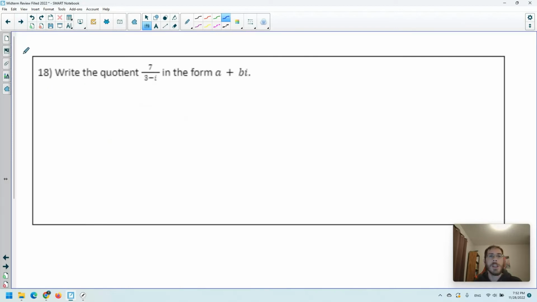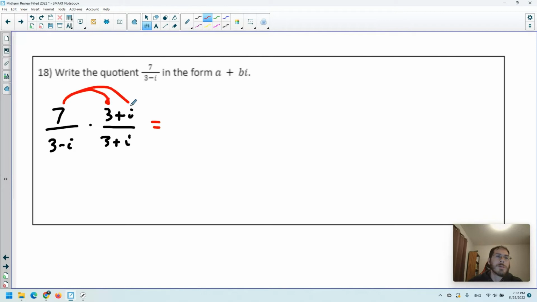All right, 18, we're at our quotient in the form a plus bi. So this is where we want to multiply by the complex conjugate of the denominator, both the numerator and the denominator. So the complex conjugate here, instead of 3 minus i, is going to be 3 plus i. On top, we can quick distribute. 7 times 3 is 21. 7 times i is 7i.